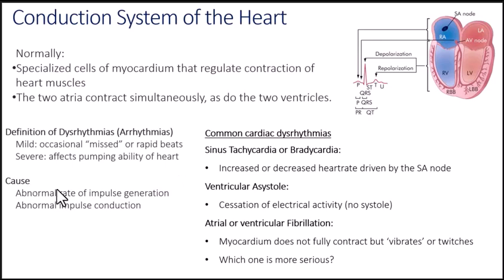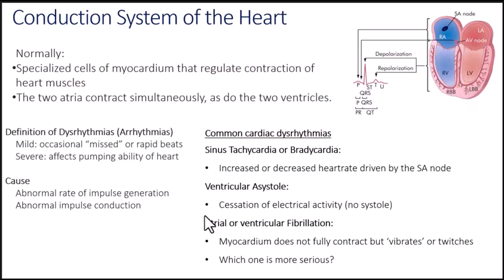What's the cause? There are so many different potential causes of dysrhythmia, but they can be generally categorized as there being some sort of abnormal rate of impulse generation, but there can also be an abnormal impulse conduction. So even if it's generated okay, is it able to be conducted throughout the atria and throughout the ventricles?